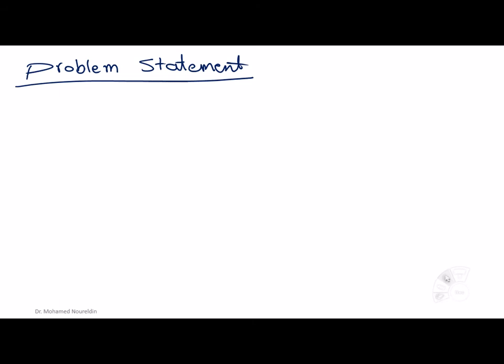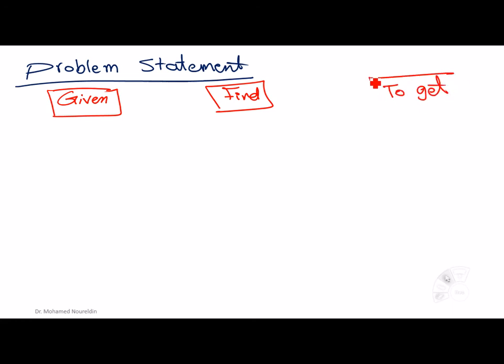The problem statement means what we should do and what we are going to deal with, the dynamic problem in our calculation. Commonly we have three different boxes we need to work with. The first is the given, something given for us. The second is what we should find, and the last is what we want to get at the end.